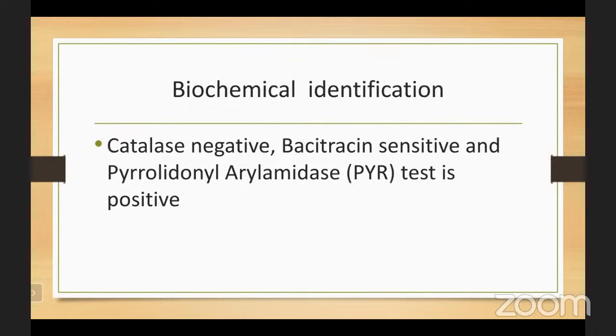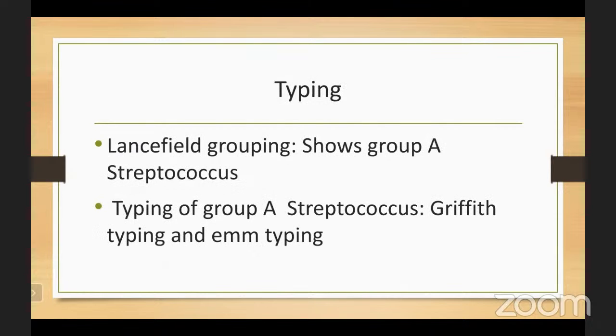Next one is the biochemical identification. It is catalase negative, bacitracin sensitive, and the pyrrolidonyl arylamidase (PYR) test is positive. Next one is the typing. First one is the Lancefield grouping. It will show group A Streptococcus. Typing of group A Streptococcus is done by two methods, Griffith typing and M typing.